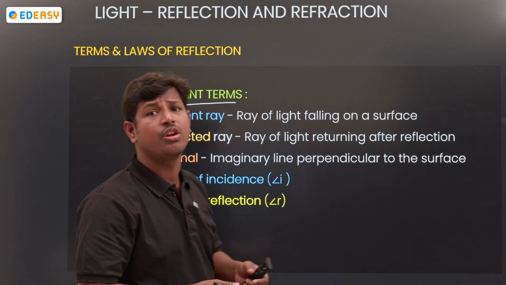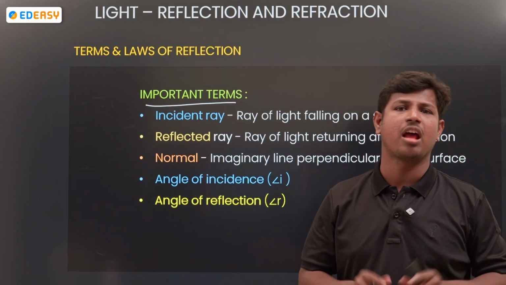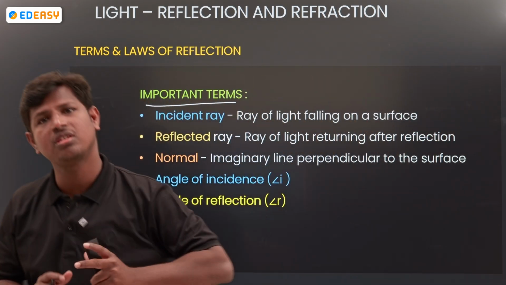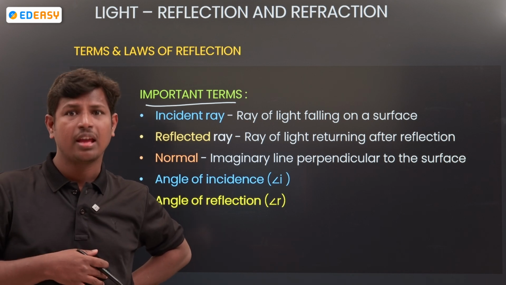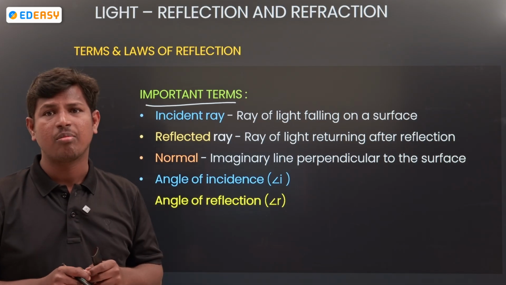What are the terms we are going to use here? Incident ray, reflected ray, normal, angle of incident and angle of reflection also. Which ray do we call the incident ray? Which ray do we call the reflected ray? Which ray do we call the normal ray?